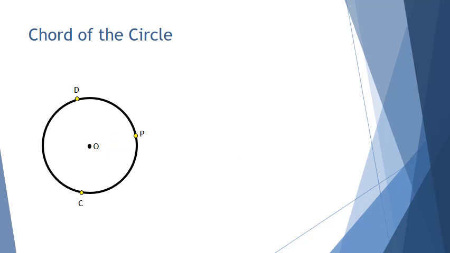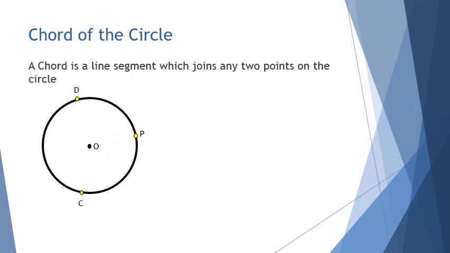Chord of the circle. A chord is a line segment which joins any 2 points on the circle. For example, if we have these 3 points, let us start drawing a chord. So this is a chord. This can also be a chord. A chord is a line segment which does not join the center, but it has to join any 2 points on the circle, like chord CP and chord CD.